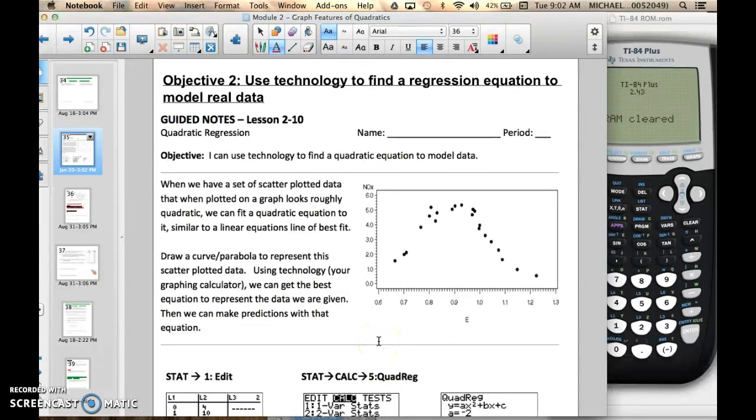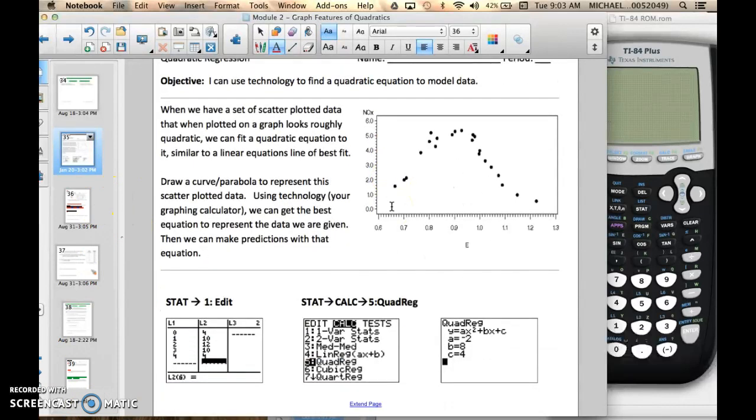A lot of companies use this process to ask the question, how many pieces of whatever do I make? So let's say, how many pieces of paper do I have to make in order to minimize costs? And so they find a quadratic regression equation that helps them think through that type of information, and you're going to look at examples like that within this objective.